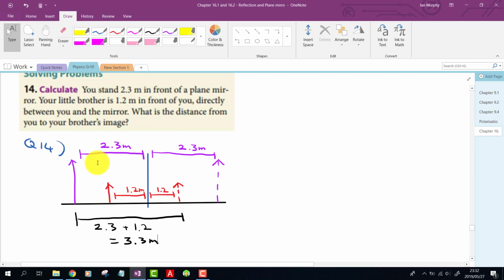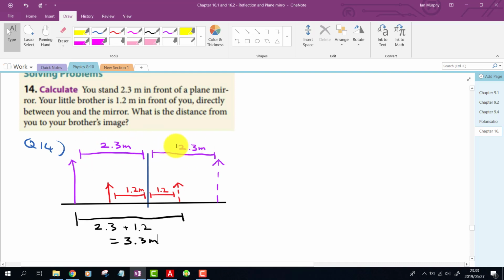The purple represents you, the taller object, and these dotted ones are the images. I started by drawing a mirror and a floor so that I can put my objects in line. Then I drew my object, then the image of the object. Then I marked the distance, 2.3, 2.3.